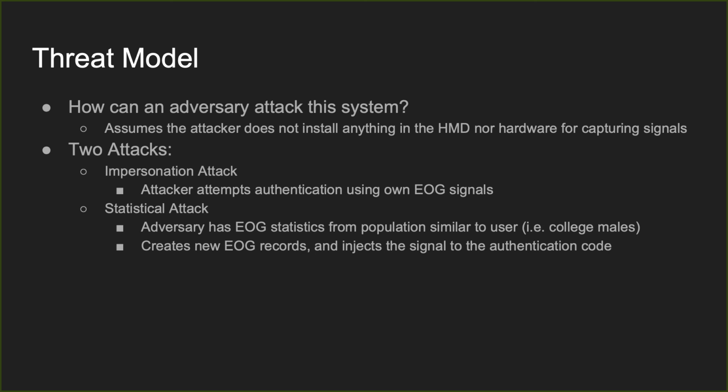And the second attack is called the statistical attack, where the adversary has statistics from a population similar to the user. So for example, if they're trying to capture EOG signals similar to me, they would look for a population of college males or something similar. And from that, they would essentially create a distribution for each feature, sample from it, and then create new EOG records given this distribution, and then inject the signals into the authentication code.